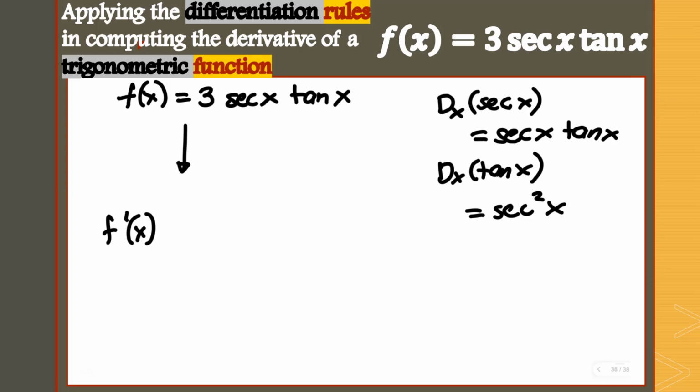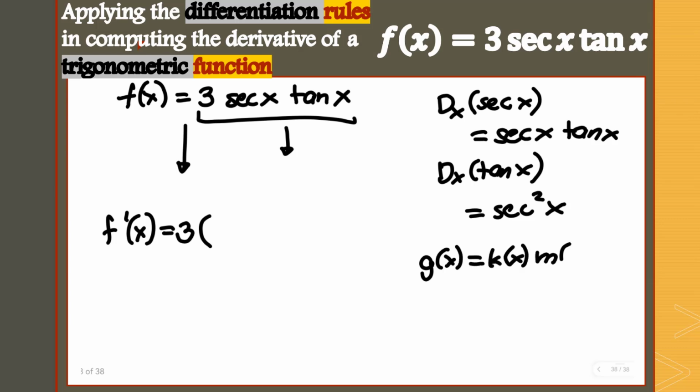Of course, as mentioned, this uses a constant multiple, so we will have 3 times the derivative of this. But then again, it uses a product, so we can also have a separate scratch paper. Let's say our g of x is a combination of k of x and m of x. We have secant x times tangent x, disregarding the 3 in the meantime.